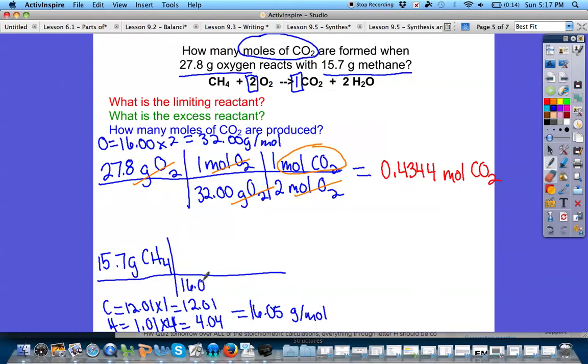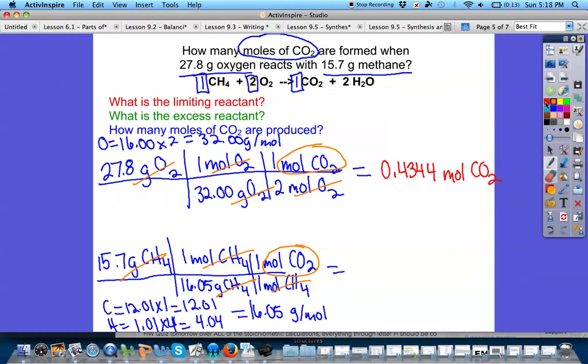So we're going to put 16.05 grams of CH4 on the bottom, 1 mole of CH4 on the top. In our chemical equation, we have 1 mole of CH4 and we have 1 mole of CO2. So grams of CH4 cancel, moles of CH4 cancel. We're left with moles of CO2. 15.7 to 0.9782 moles of CO2.